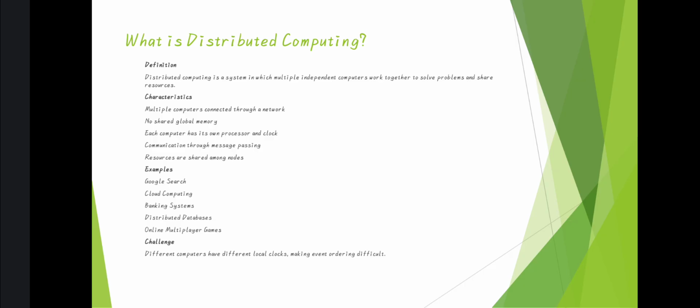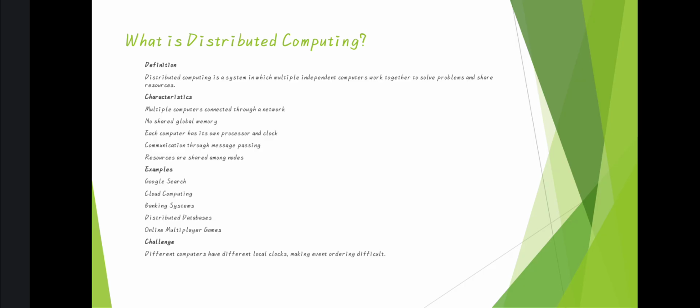The fourth point is communication through message passing. Resources are shared among nodes. How do the systems communicate? They communicate through a message sender and receiver. That is called message passing. Processes are also shared among nodes.